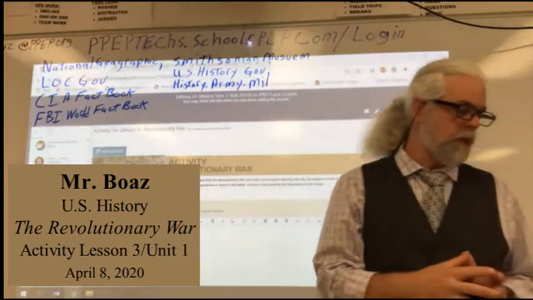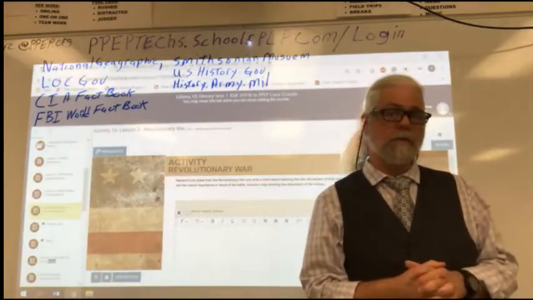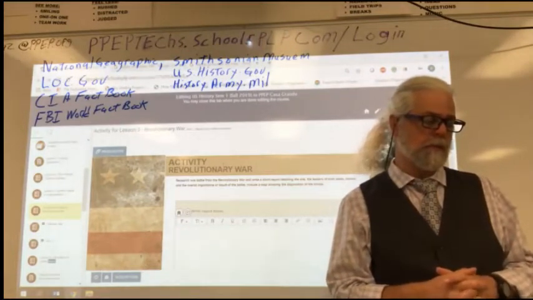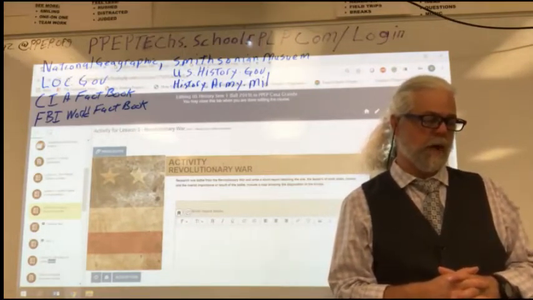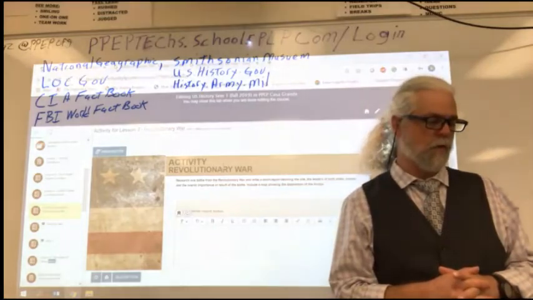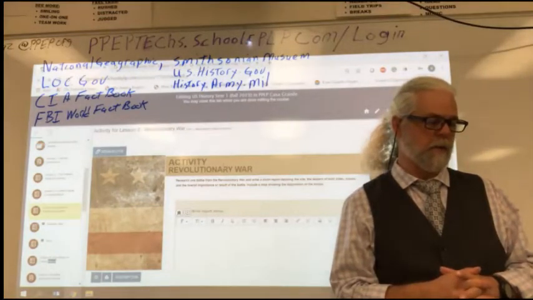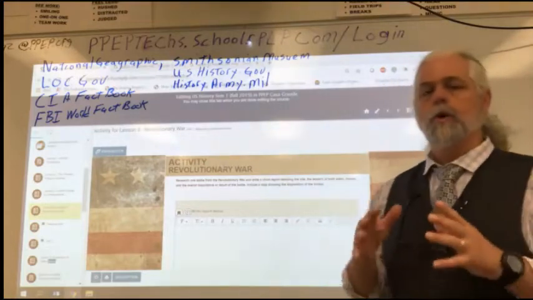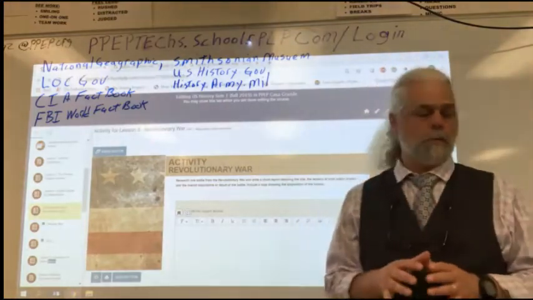The prompt says, research one battle from the Revolutionary War and write a short report detailing the site, the leaders of both sides, losses, and the overall importance or result of the battle. Include a map showing the disposition of the troops. So we're going to break this down to its smallest elements.